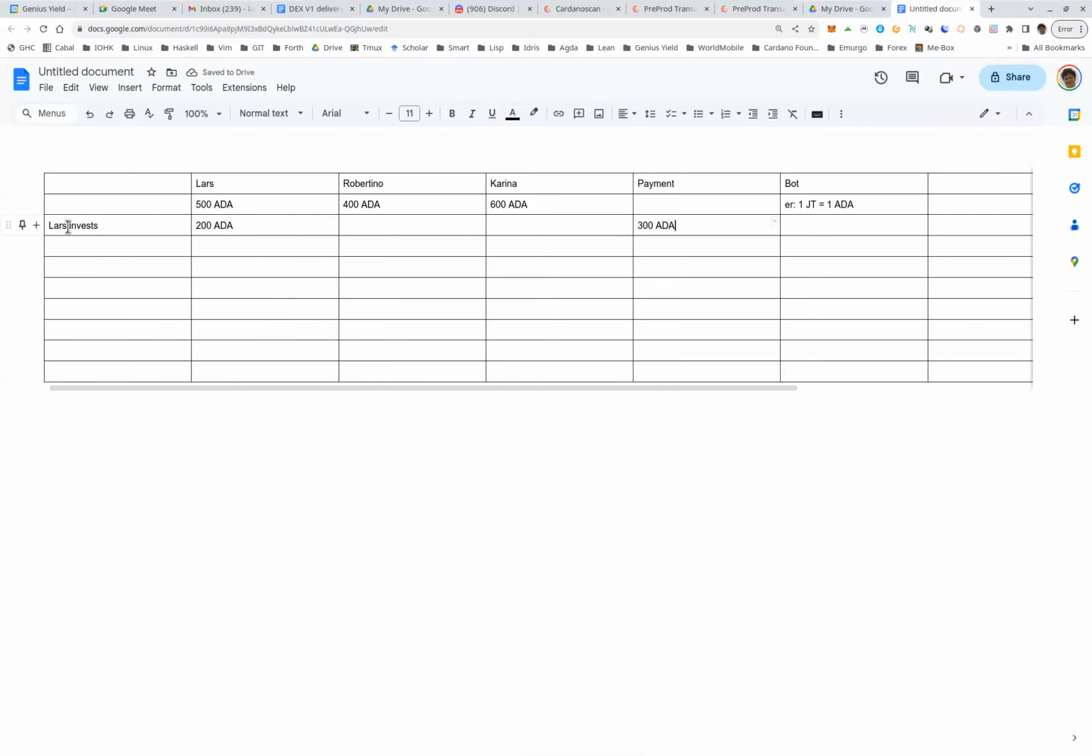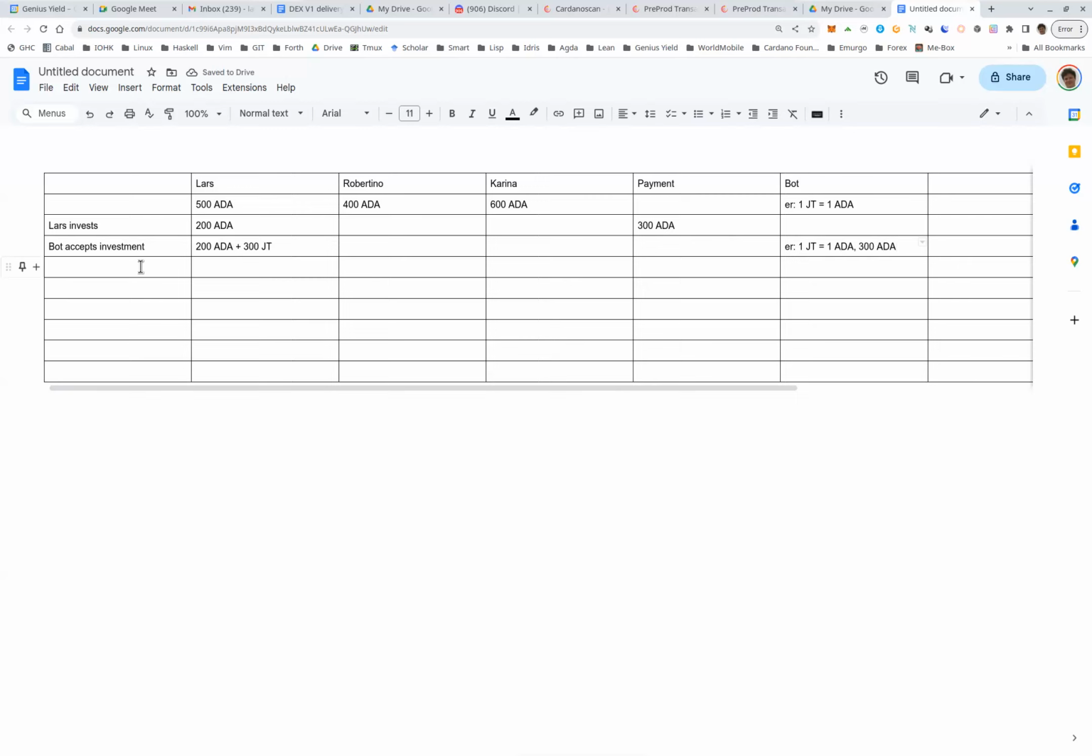Nothing else happens. So now the bot accepts my investment. So now I have 200 ADA and I get 300 JSON tokens. And those are now here in the bot. So the exchange rate is still 1 JSON token, 1 ADA, but the bot now has my 300 ADA.